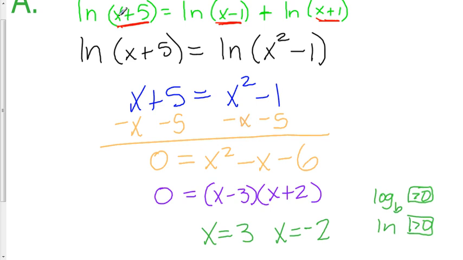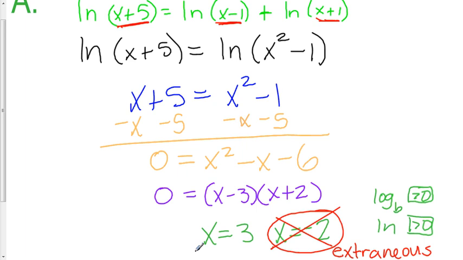Substituting a negative 2 in, a negative 2 plus 5 is 3, so it would be okay there. A negative 2 minus 1 is a negative 3, and you cannot take the ln of a negative 3, so therefore it's not going to work in the problem. So this one gets crossed out, and remember, it is called an extraneous solution. And so we only have one solution, and that is x equals 3.